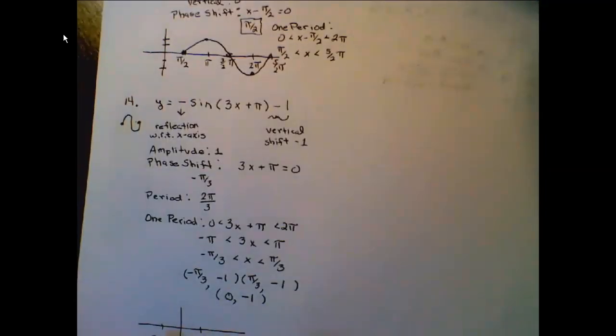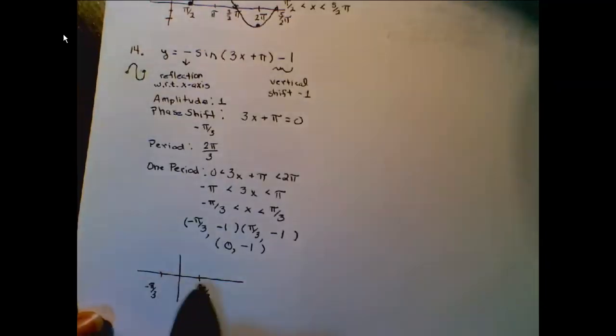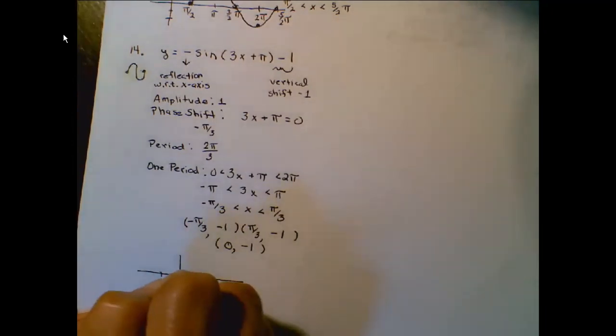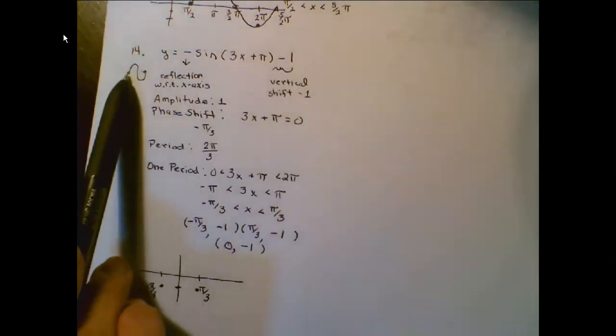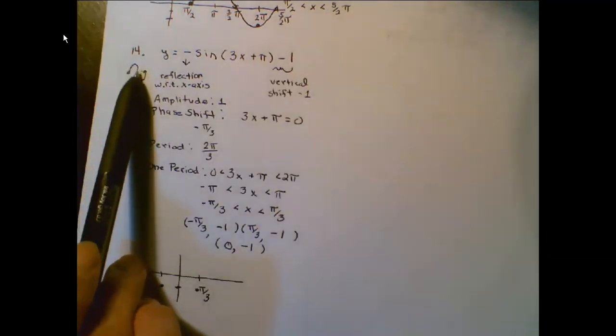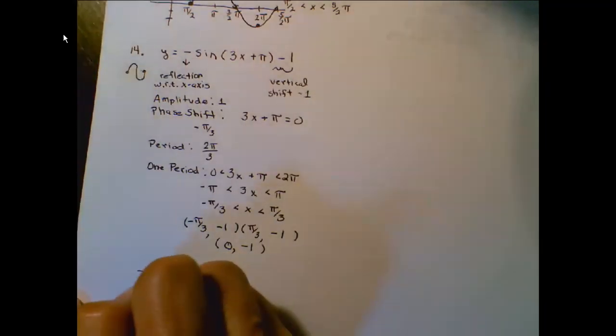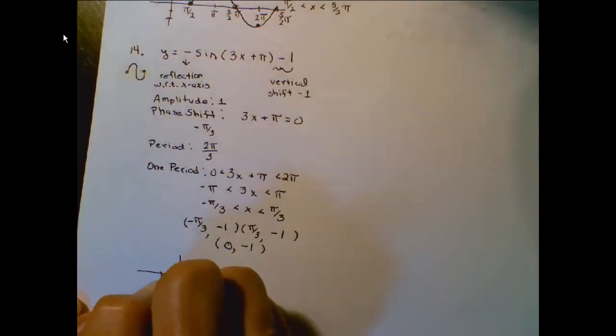Instead of hitting 0 at its endpoints and midpoint, it's going to hit negative 1 at its endpoints and midpoint. Then if you just say, normally sine goes up before it goes down, just make this one go down 1 before it goes up 1.